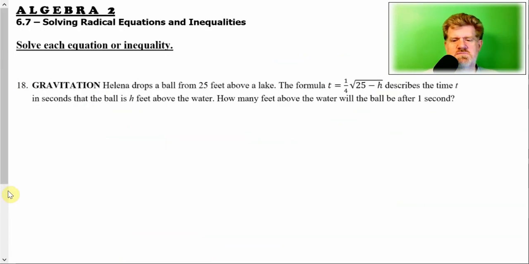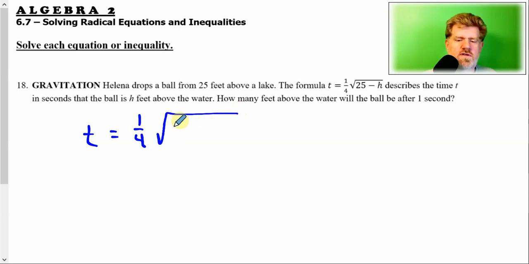Just a little formula work to show you why we do some of these things. So this is a formula for gravity. When you get to calculus, or if you get to physics, you'll use these or even develop these formulas to see how they work. But for now, we're just going to use them. Okay. So we have this formula that time is 1/4 the root of 25 minus the height to describe the motion of a ball.